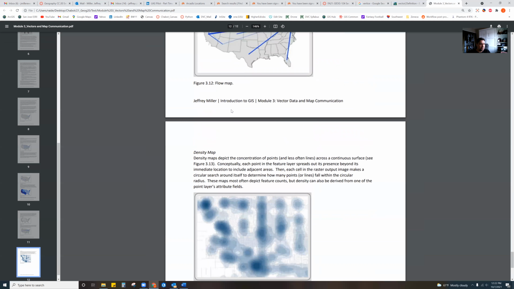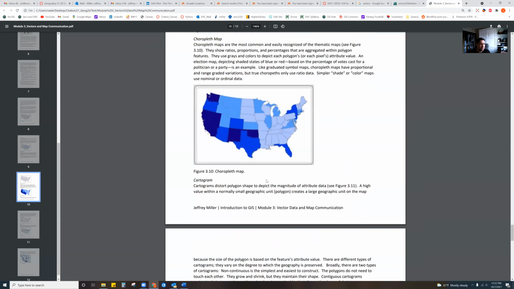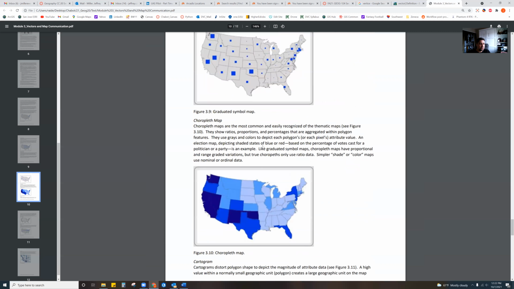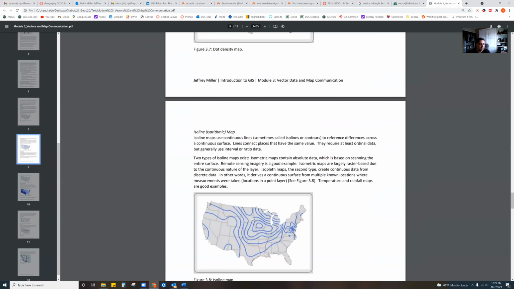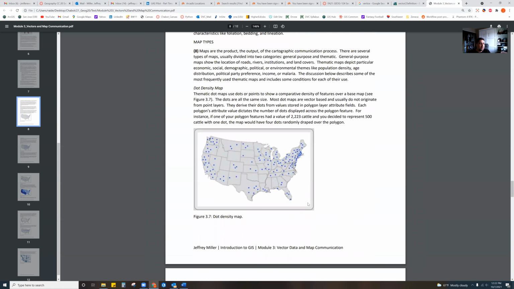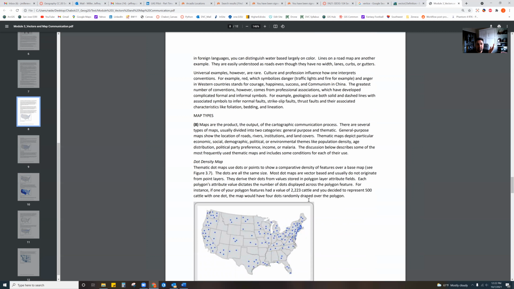I want you guys to know, based on the pictures here, I might ask you on a test, based on the picture or based on a description, what type of map is this, right? Or vice versa. So, okay, those are all different types of thematic maps for you guys to think about.